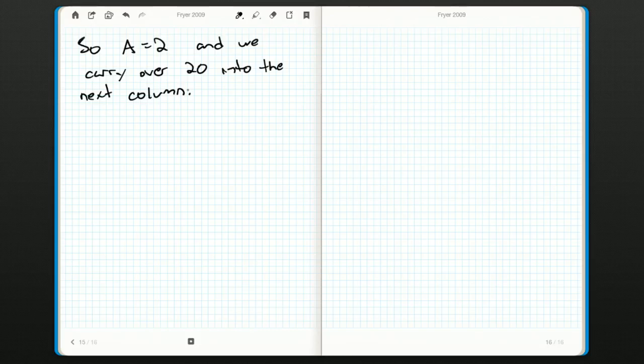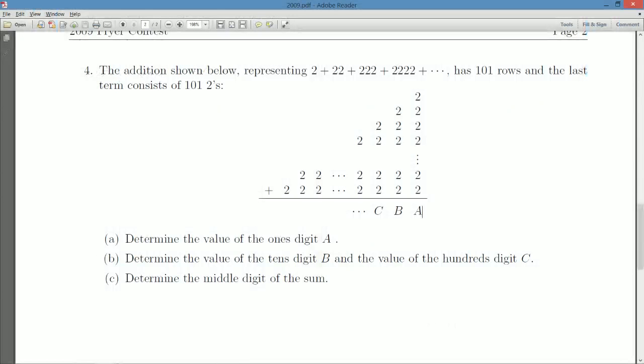I mentioned the carryover because I imagine we're probably going to have to use it. I already mentioned that I think we're going to figure out B in the next part. Okay.